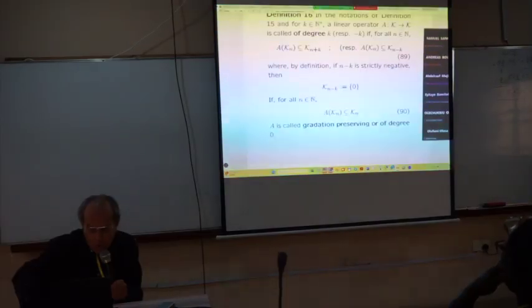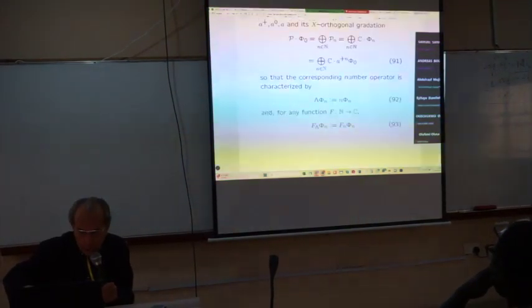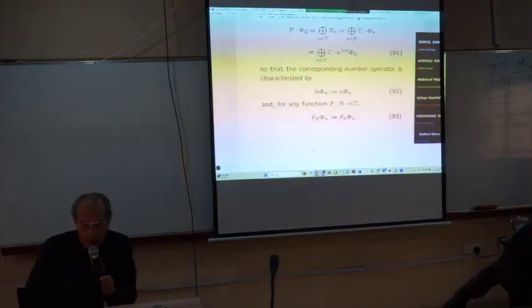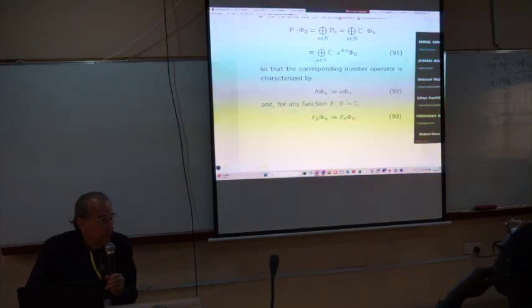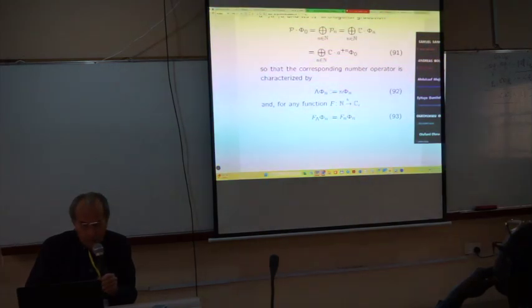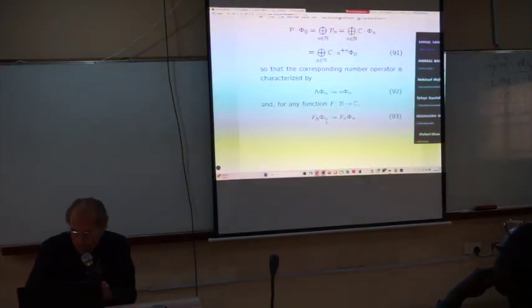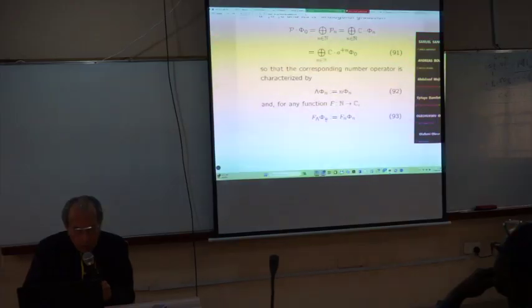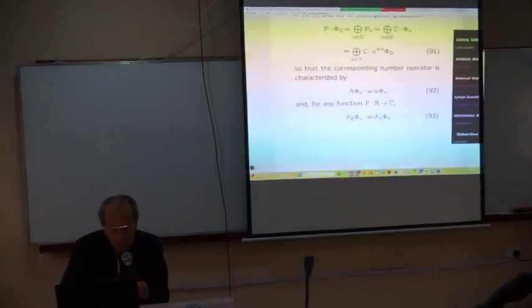So with this notation, let me consider the orthogonal polynomial gradation. I can define the number operator in the orthogonal polynomial gradation, and I can define any function of the number operator by this. Remember, this means that phi n, the nth orthogonal polynomial, is an eigenvector of f of lambda with eigenvalue f of n.